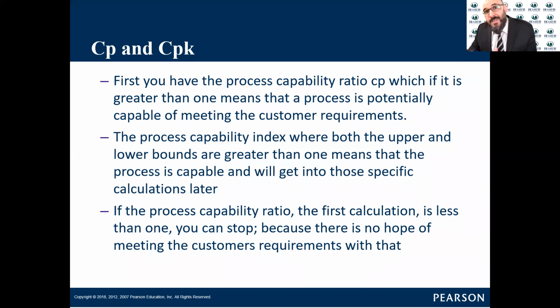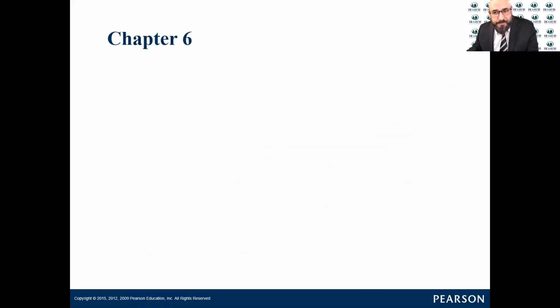And then you go to the CPK, the other factor, the process capability index, and you do the calculation to see if it's more than one. And if it's more than one, then you will conclude that yes, the process is potentially capable and actually capable of meeting the customer needs.